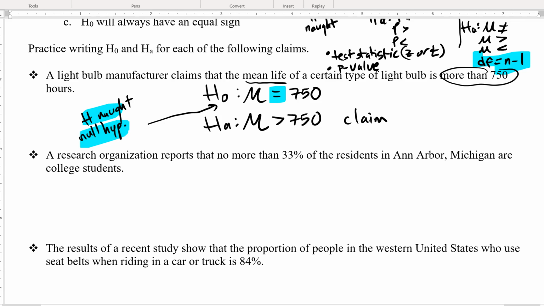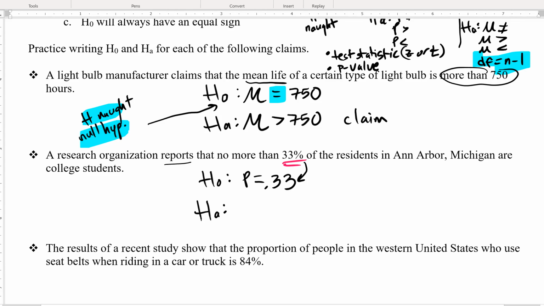A research organization reports no more than 33% of the residents in Ann Arbor, Michigan are college students. Okay, so let's start with, is it going to be mu? Somebody stop me, right? No, they said what? 33%. So since we're dealing with a percentage, they don't say average in here, we would put P is equal to, what's the claim? Okay, so that claimed number goes right there.